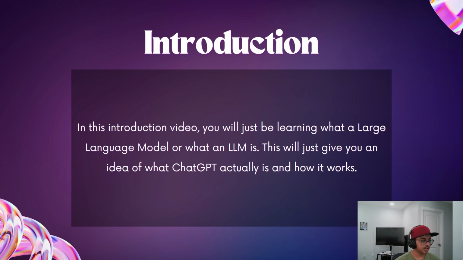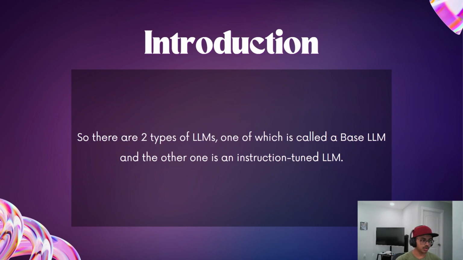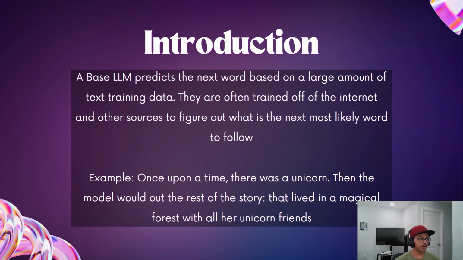But in today's introduction video, you're going to be learning what a large language model is, otherwise known as the LLM. This will give you an idea of what ChatGPT actually is and how it can work. There are two types of LLMs: one is called the base LLM, and the other is called the instruction-tuned LLM. And what is a base LLM? A base LLM predicts the next word based on a large amount of text training data.